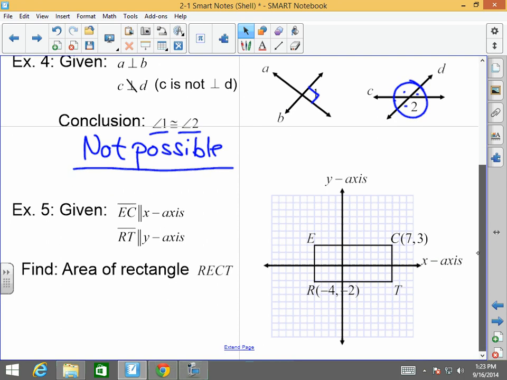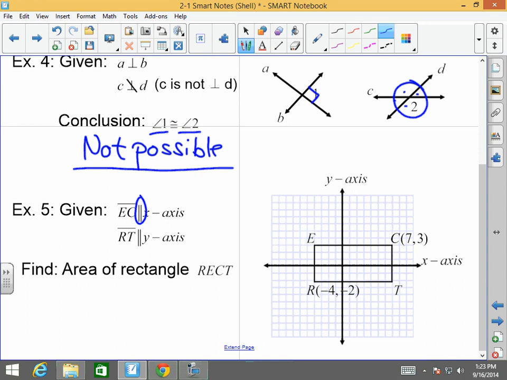Thank you so much. Great questions. Now, last but not least, I've got here that EC is parallel to the x-axis. That little symbol right here, we already talked about, that's parallel. And RT is parallel to the y-axis. Okay, and actually, wait, did I do that right? No, RE. EC and RE. Sorry, my bad, guys. EC is parallel to the x-axis, and RE is parallel to the y-axis. I want you to find the area of this rectangle. Ooh, what do we do here?